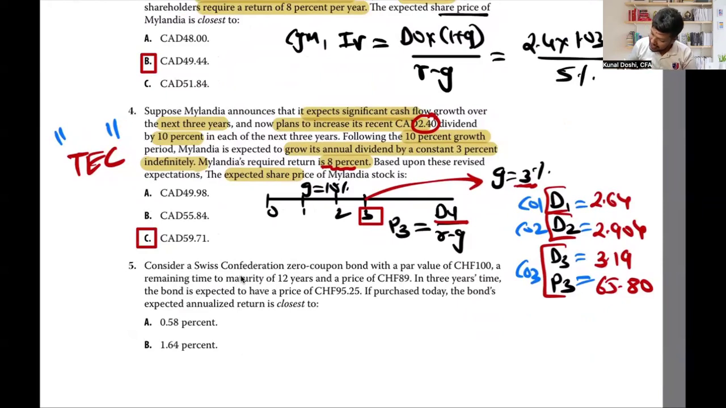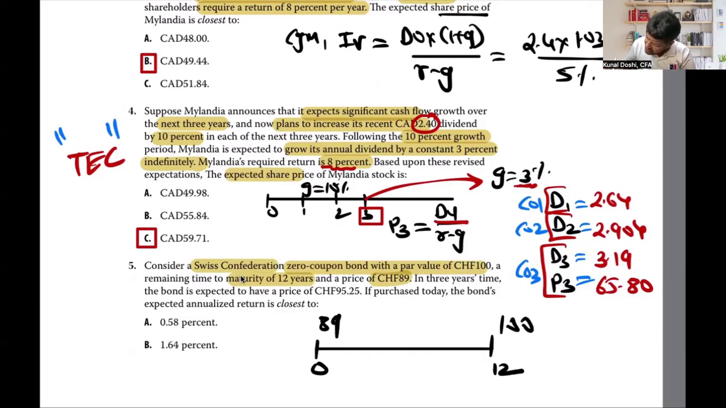Okay. Consider Swiss Confederation a zero coupon bond with a par value of 100, a time remaining to maturity 12 years, and a price of this. So I have PV, I have the FV is always 100 in a zero coupon bond. I've got the PV, 89 is the price today, and 12 years is remaining to maturity. In 3 years time, means after 3 years from today, the bond is expected to have a price of 95.25. If purchased today, the bond's expected annualized return.